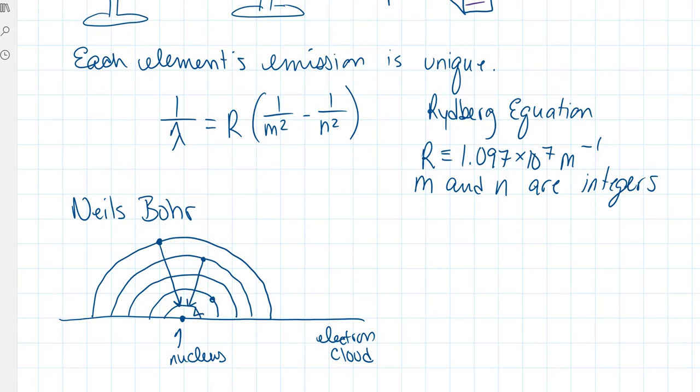Oh, sorry, wrong one. That's a 3 to 2. And so he said, I think these individual levels are where we can find these electrons, and we'll call these energy levels principal energy levels.